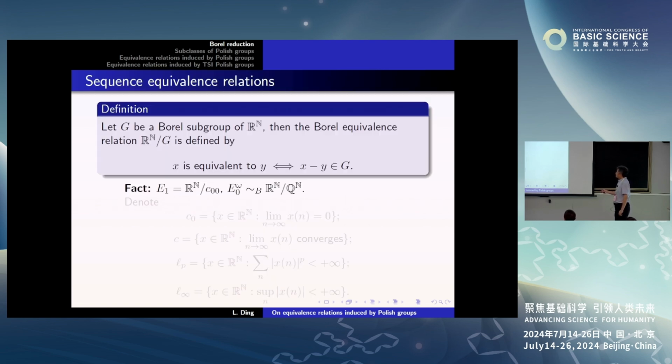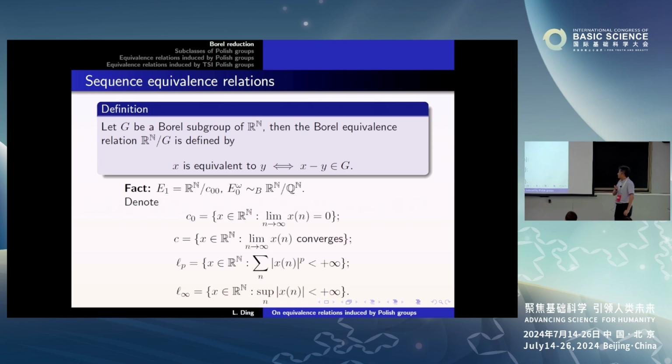Now we are going to introduce sequence equivalence relations. What are sequence equivalence relations? Here we consider the space R to the N, and if G is a Borel subgroup of R to the N, then the Borel equivalence relation R to the N over G is defined by X and Y are equivalent if and only if X minus Y is in G. This is the so-called sequence equivalence relation. So for E1, G is c00. For E0 to omega, G is Q to the N.